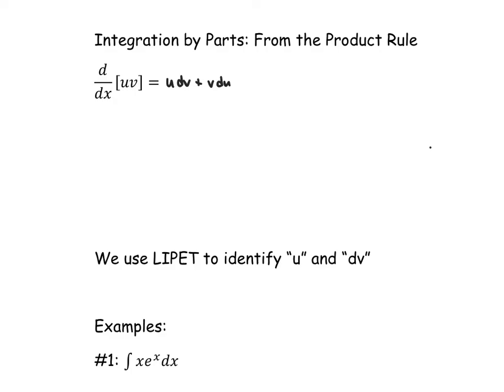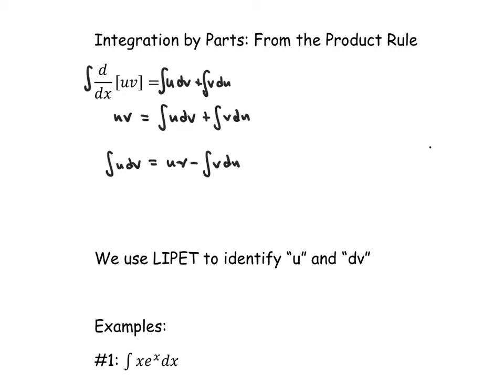Now if I integrated both sides individually, the integral of the left side, which is the integral of a derivative, would just be uv. The integral of the right side would be as it is, split up into two separate integrals. Now, it can be rearranged multiple ways, but the way that we like to rearrange it is that the integral of u dv is equal to uv minus the integral of v du.